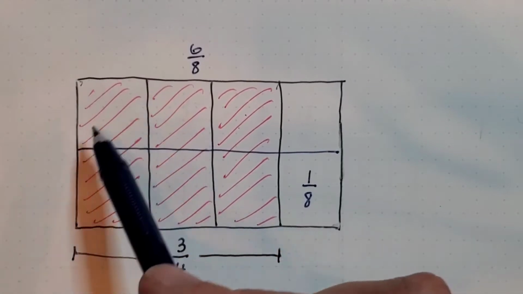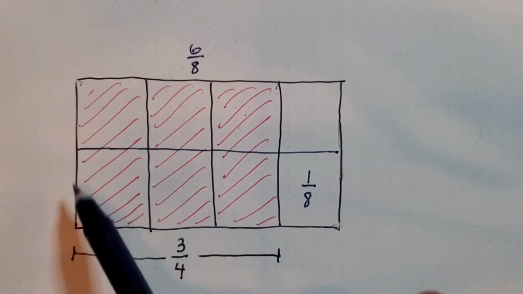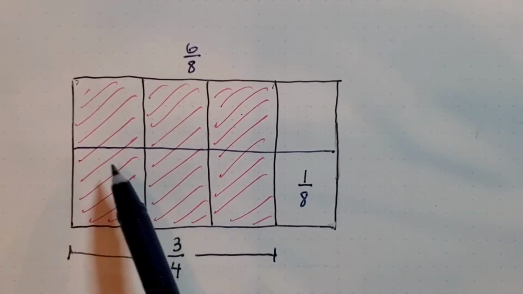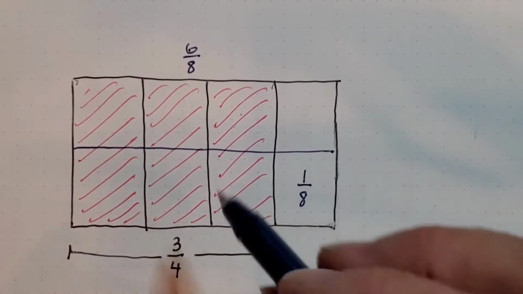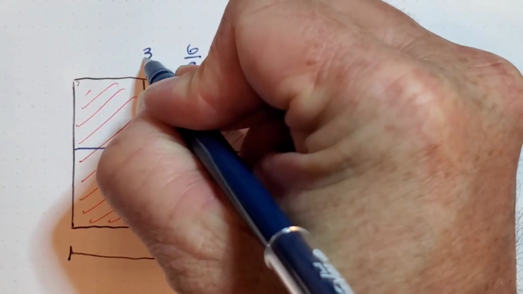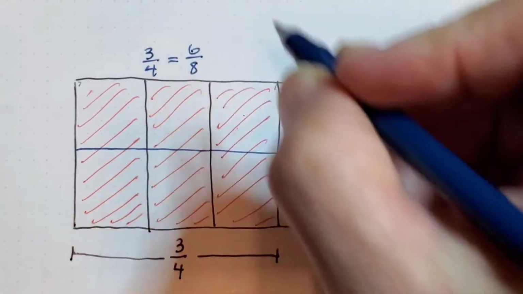And because I didn't change how much of the whole was shaded, I just changed how it was partitioned, I know that 3/4 is equal to 6/8.